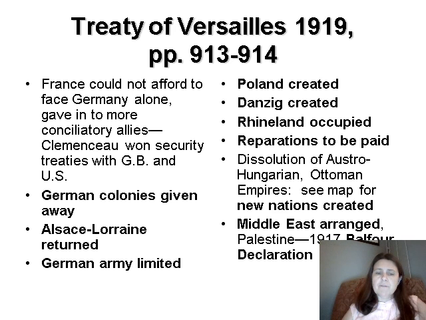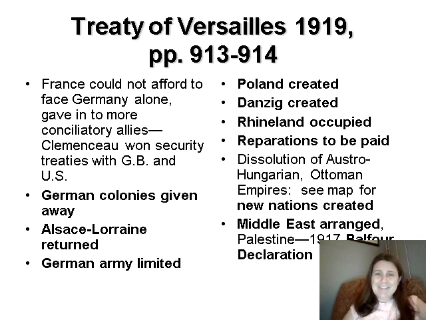Here are some of the specific results of the treaty. Since France could not continue the war and did not want to spark another issue with Germany, they gave in to the British and to the U.S. and got some of what they wanted, but not all of what they wanted. They did get Alsace-Lorraine back. Germany was stripped of its colonies. The German army was limited.